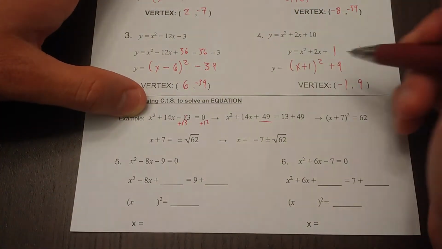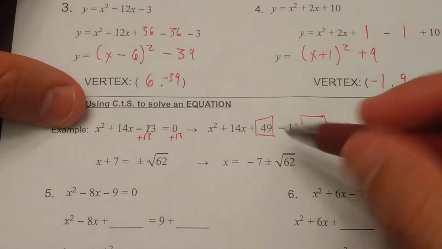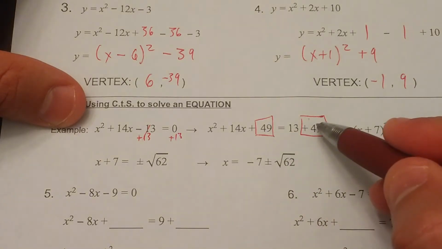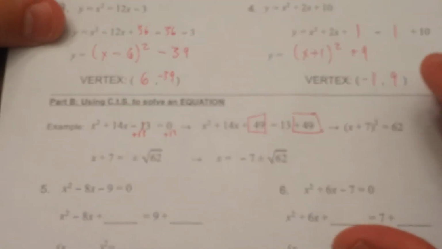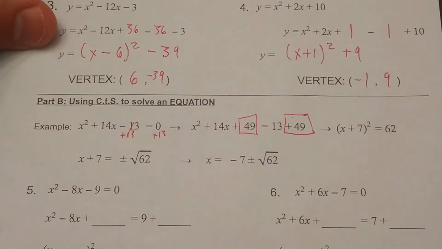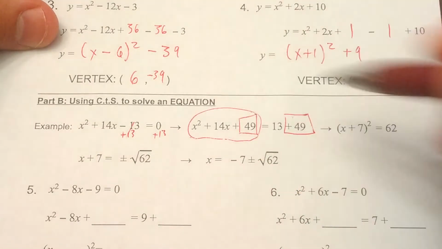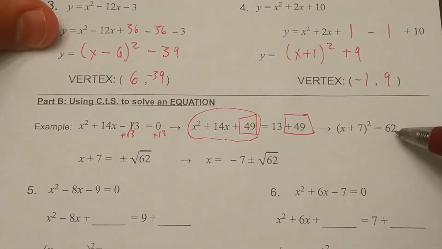Where'd the 49 come from? Well, that's of course half of 14, 7 squared. All right, so that is our complete the square number. Now look at how it's different from above. You don't see plus the number and then straight away subtract the number. You see the number being added on both sides. So in your understanding of an equation, isn't that maintaining the balance of the equation? Okay, so this part here is going to factor as x plus 7 squared equals 62.